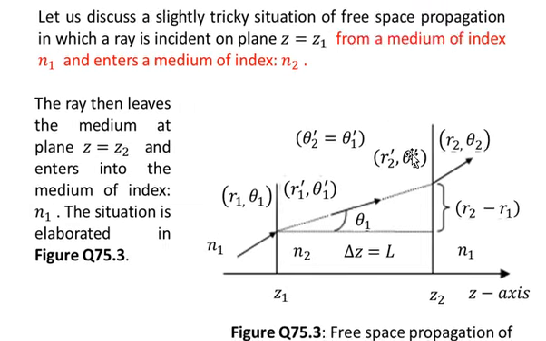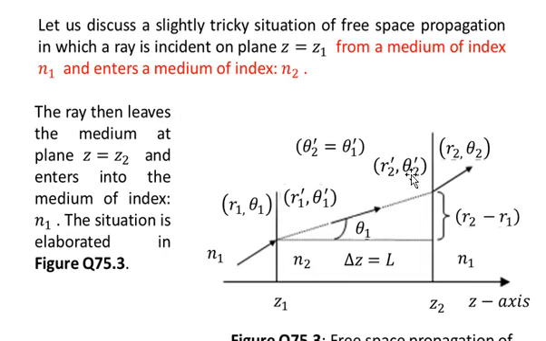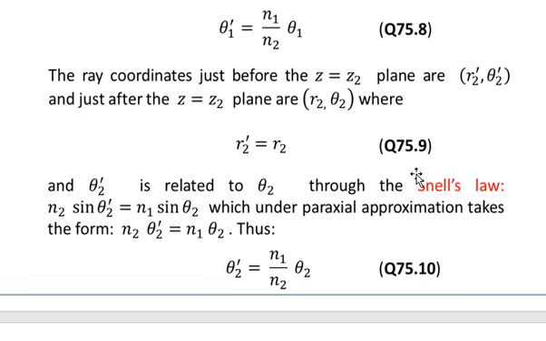And you know that in order to calculate theta 2 in terms of theta 2 prime, we have to apply Snell's law. So n2 sine of theta 2 prime is equal to n1 sine of theta 2. Under the paraxial approximation, we have n2 into theta 2 prime equal to n1 into theta 2. Solving for the value of theta 2 prime, we have theta 2 prime equal to n1 over n2 into theta 2.